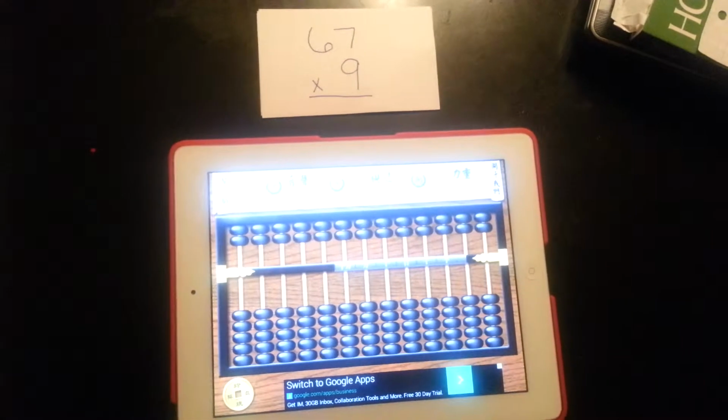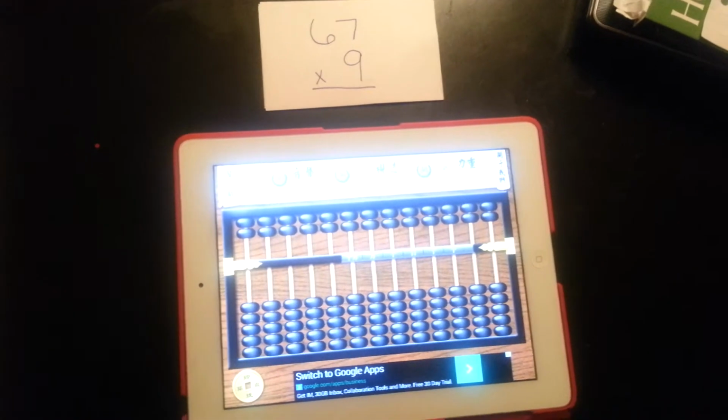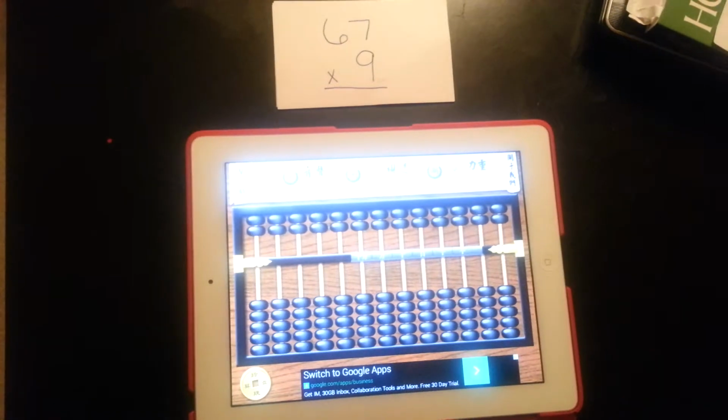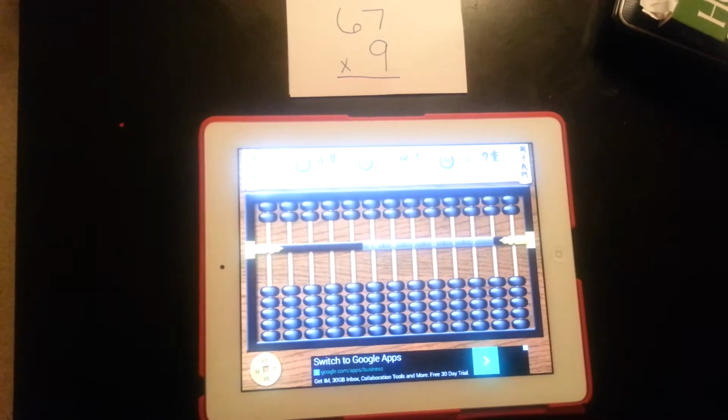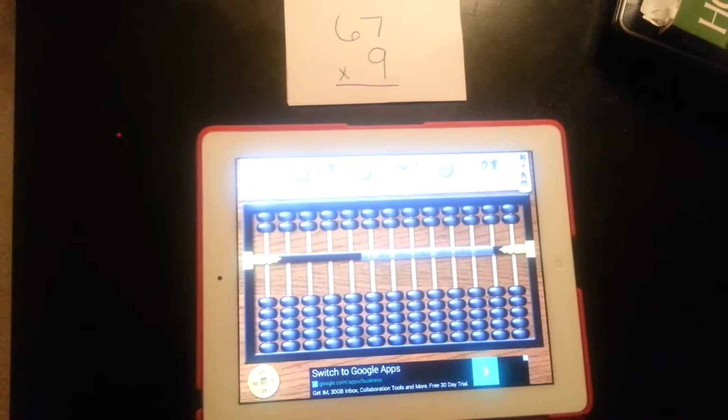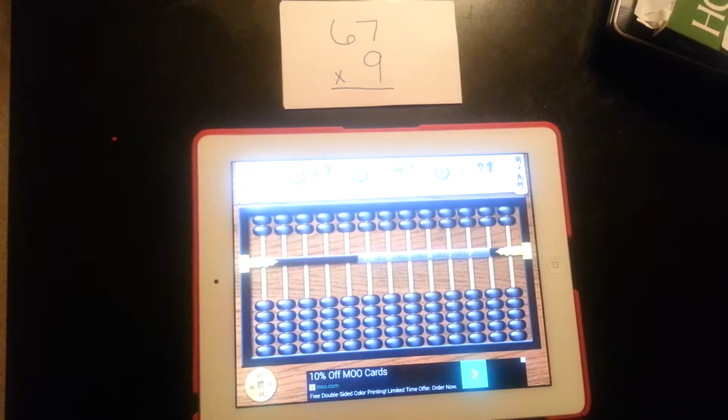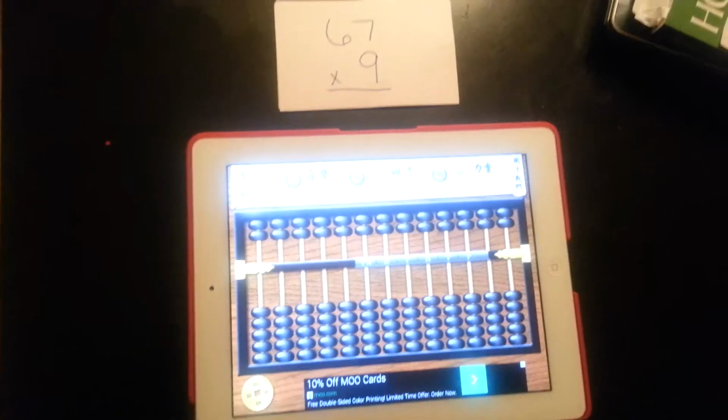Okay, today we're going to do Rapid Math Tricks and Tips by Edward Julius. Trick number 17, how to multiply by 9 using the abacus. We have the problem 67 times 9.